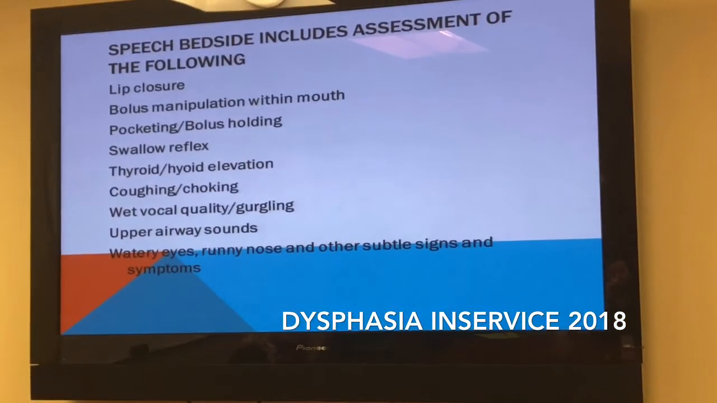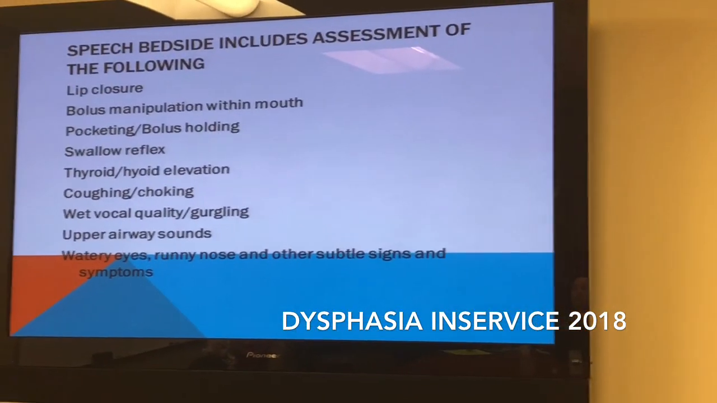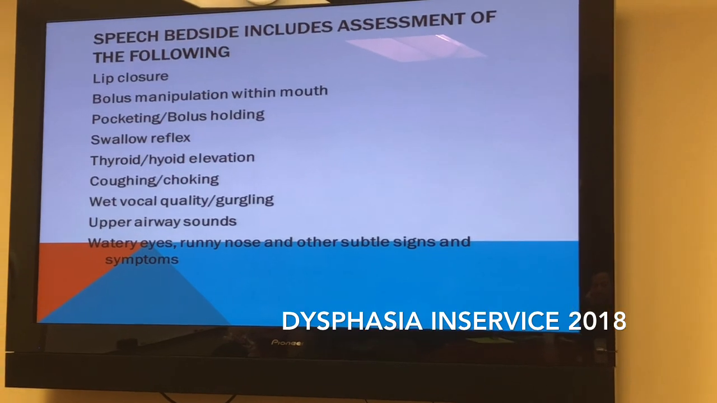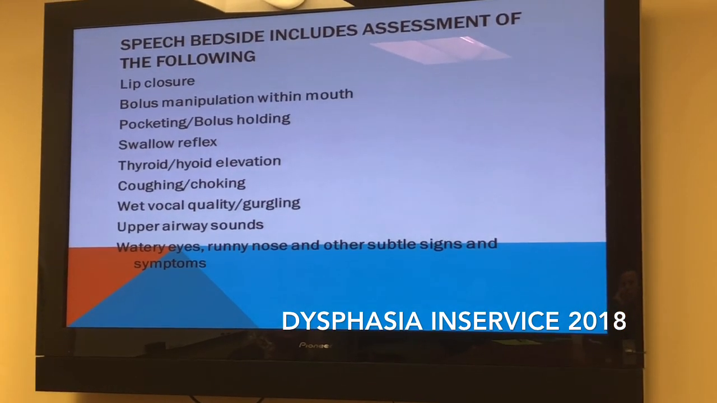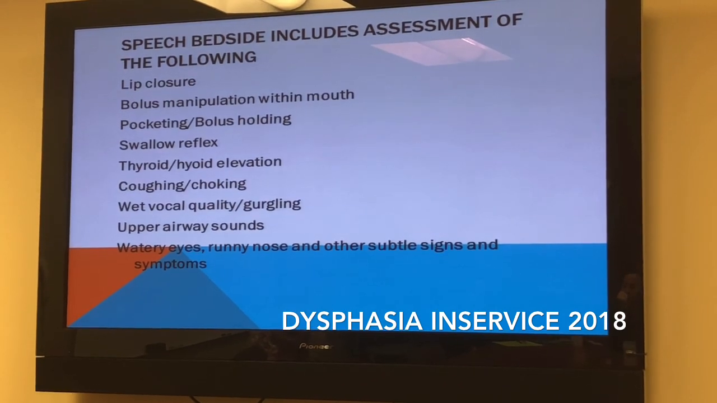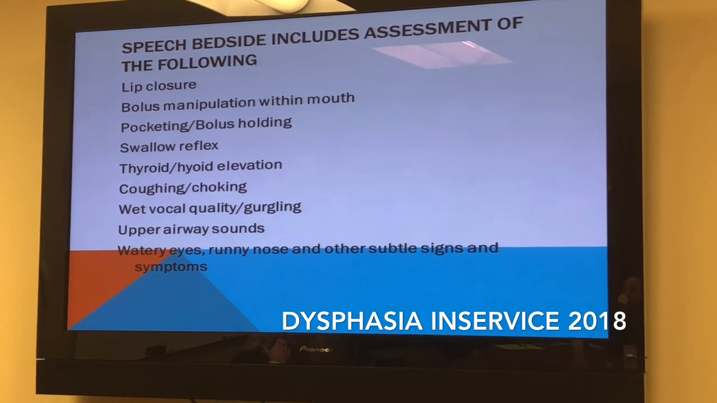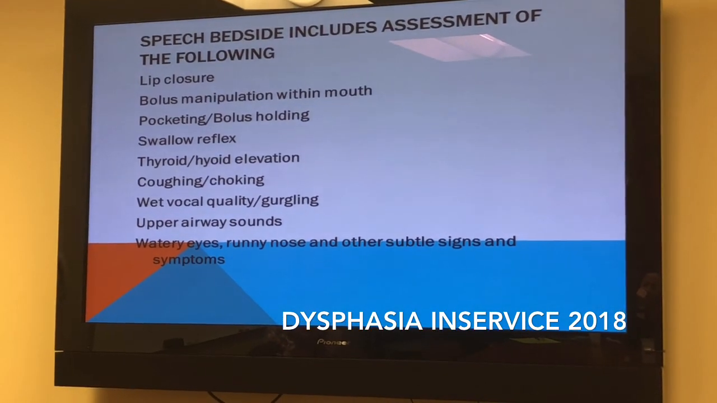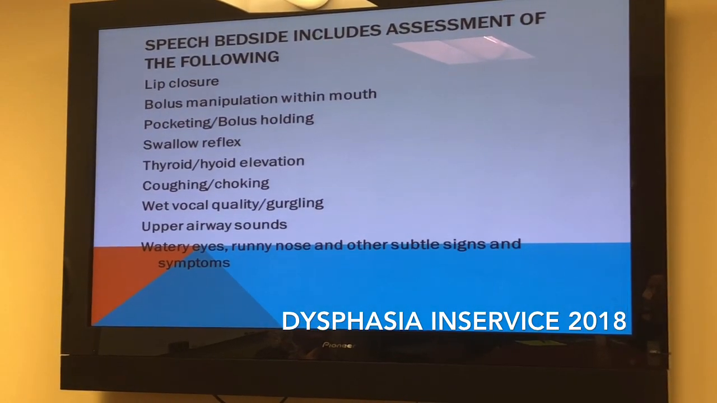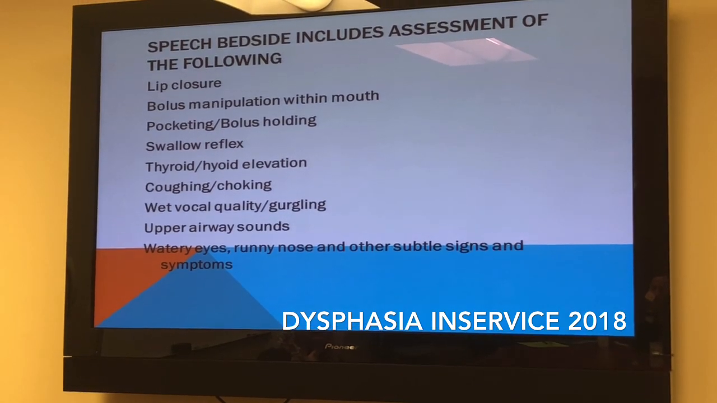The bedside swallow evaluation includes the assessment of the following areas. We're looking for how well the patient can close their lips on the spoon, suck on a straw, manipulate the material in the mouth, and whether they pocket food or hold it in their mouth. We look at how quickly they initiate the swallow. We watch or feel for the hyoid elevation.